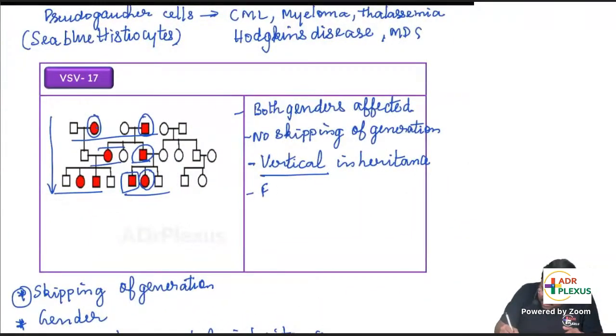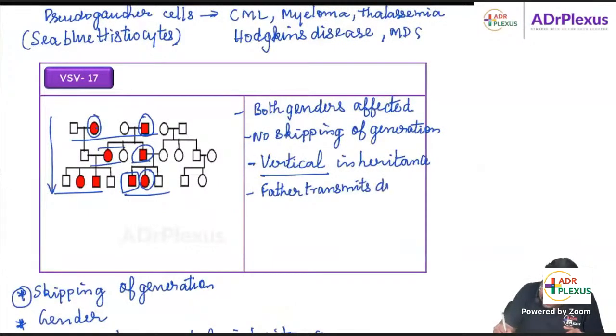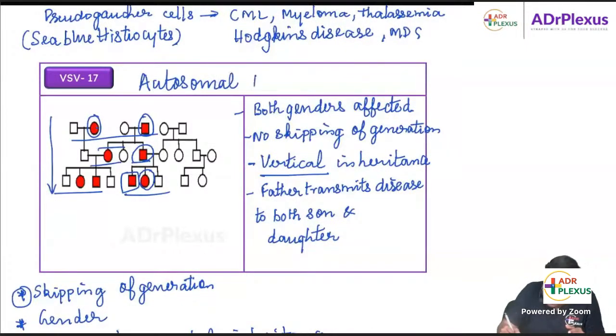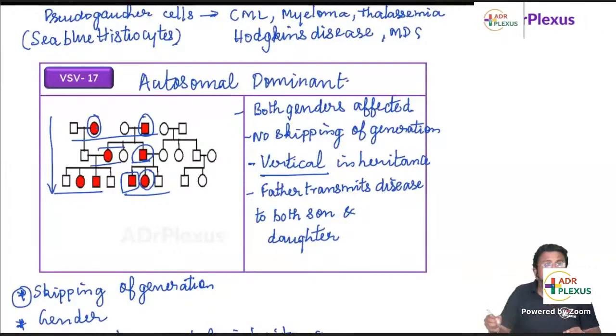Father transmits the disease to both son and daughter. So this pattern of inheritance is called autosomal dominant.